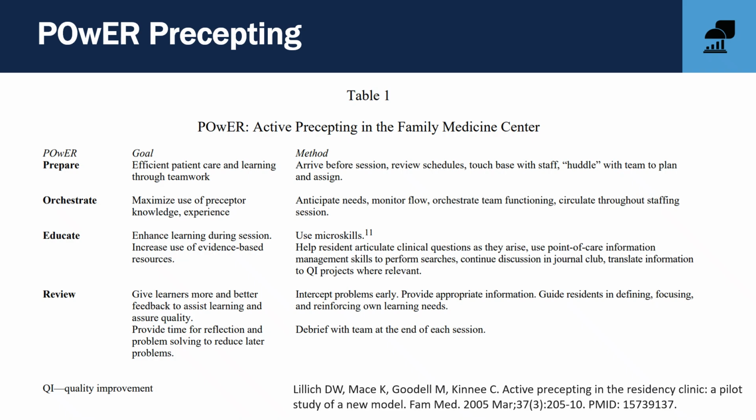And also to think about how does this translate into quality improvement projects that are already happening in the practice? Or potentially, if we're finding a problem within the practice, how could this translate into a future project that a resident might participate in or even lead? And then the last piece of POwER precepting, the R, is for review.